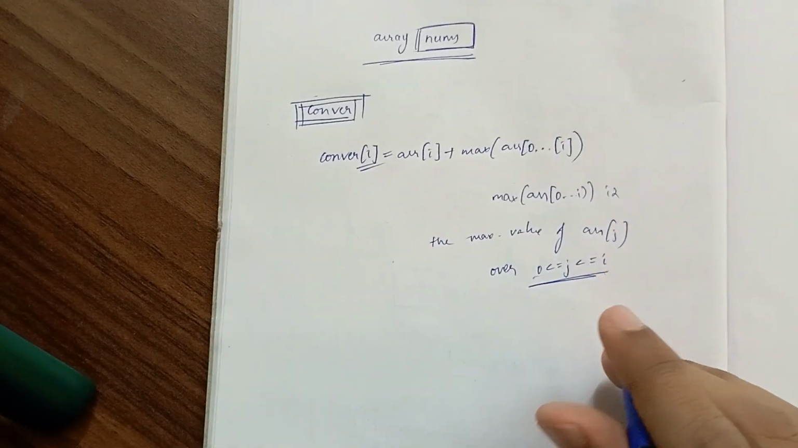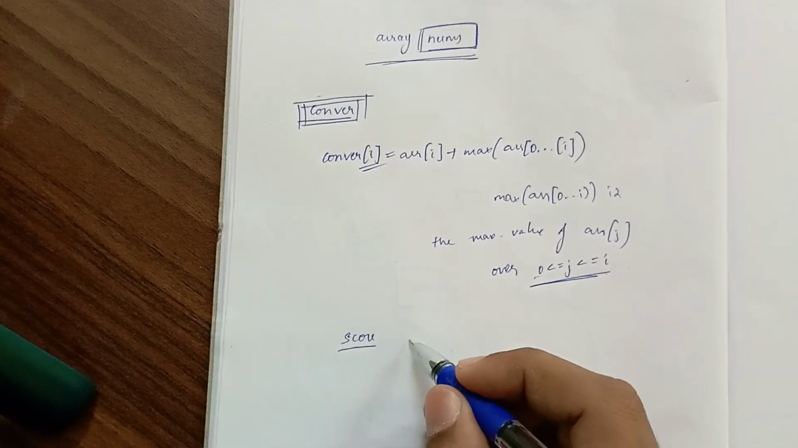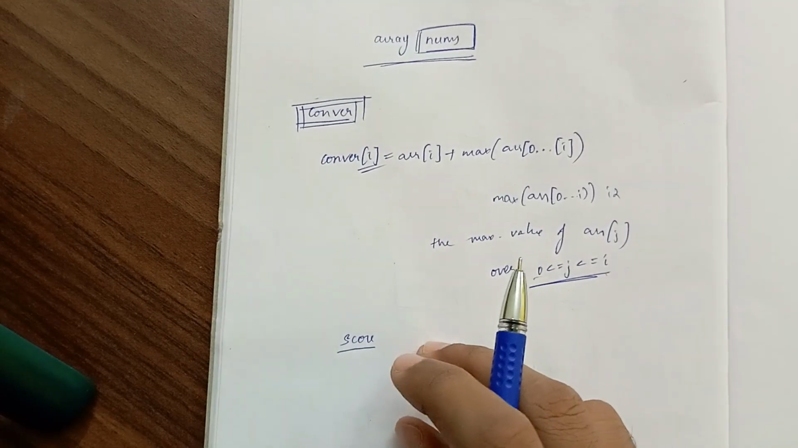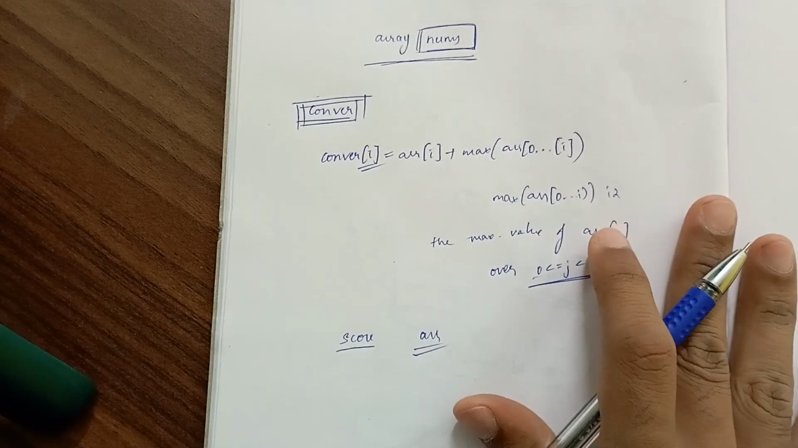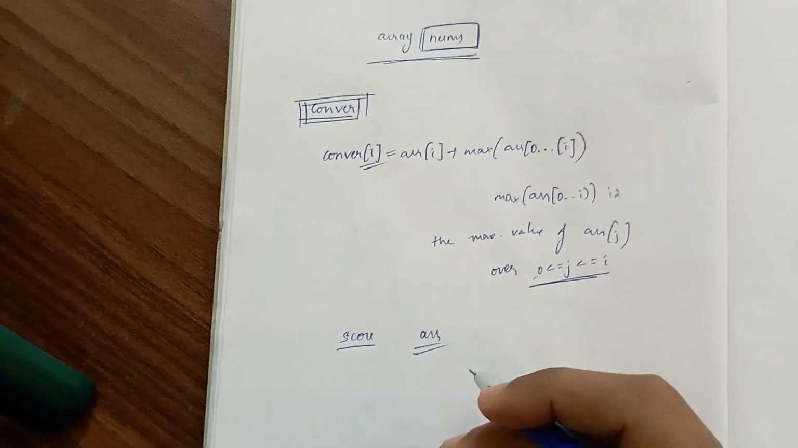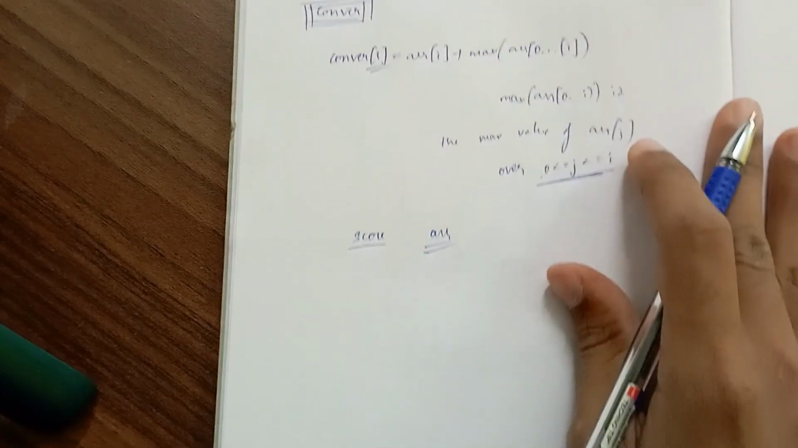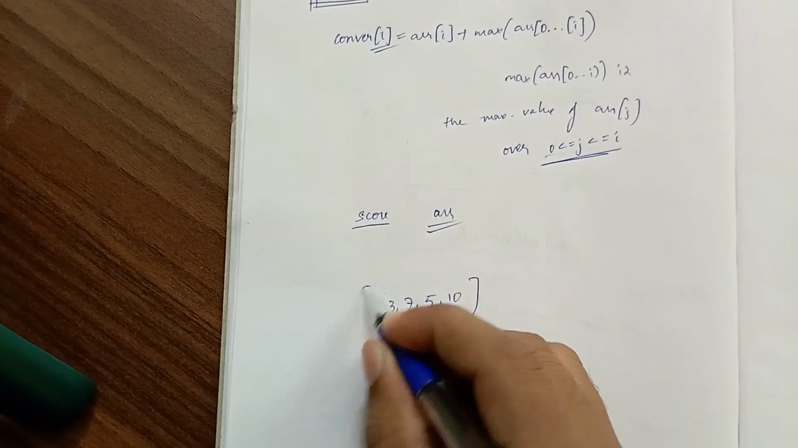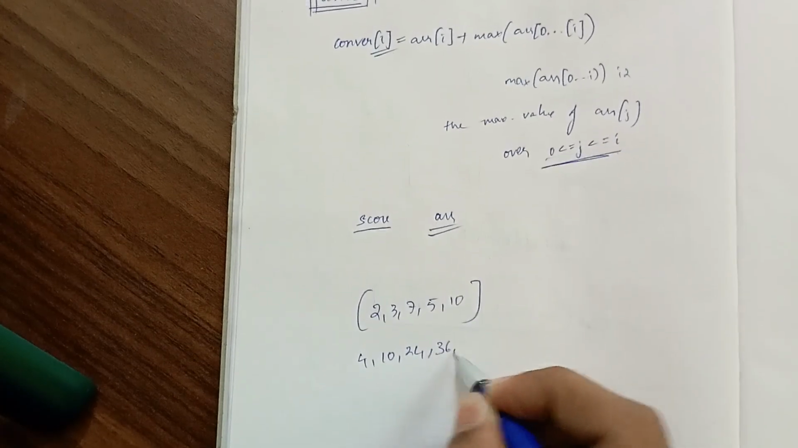So we also define the score of the array as the sum of the values of the conversion array. So the question will be quite confusing, but if we eventually think about it, the solution will most probably be an easy one. We are given example 2, 3, 7, 5, 10 and the answer 4, 10, 24, 36, 56.